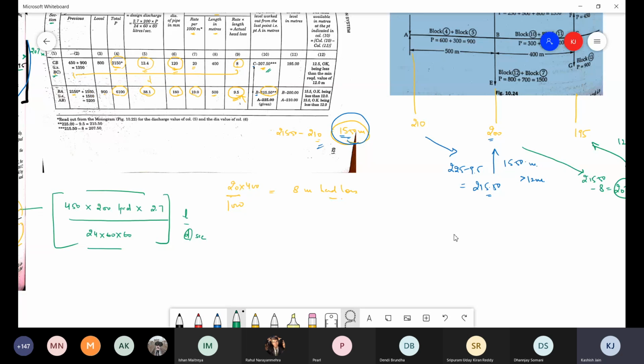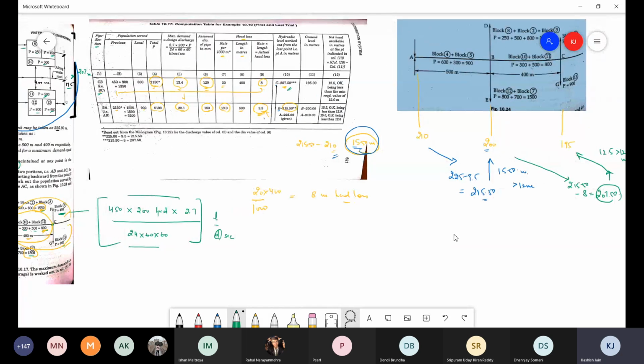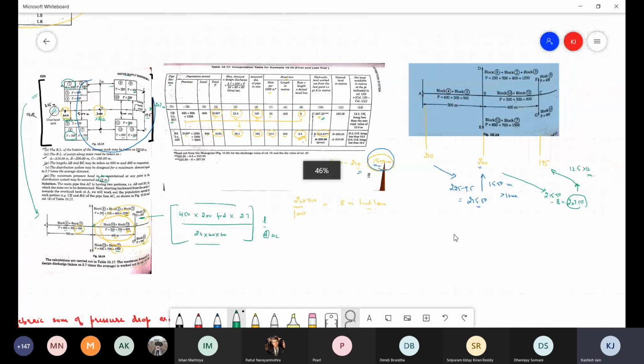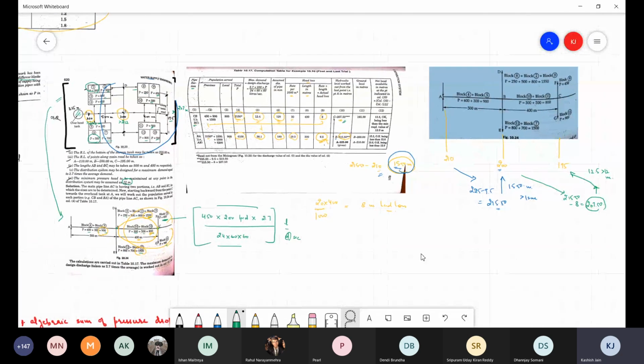Thanks. So this was the first type of numerical which you might be getting in the paper, in which you have a simple distribution network and you have to calculate the diameter of pipe, like the pipe sizes, ensuring that the design considerations are also met. And in this particular case, the design consideration was given in the form of the terminal head, which needs to be available throughout the distribution system.